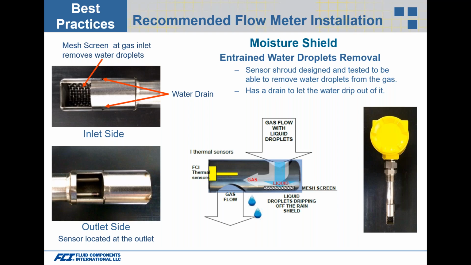And if you look at the bottom, that's the outlet side. That's the back side of the top picture. And there's your active sensing element or your flow element. And that's staying clean because the water droplets are getting knocked out using that. This is just an option that's available. It's great if there's a lot of water vapor entrained in the gas.